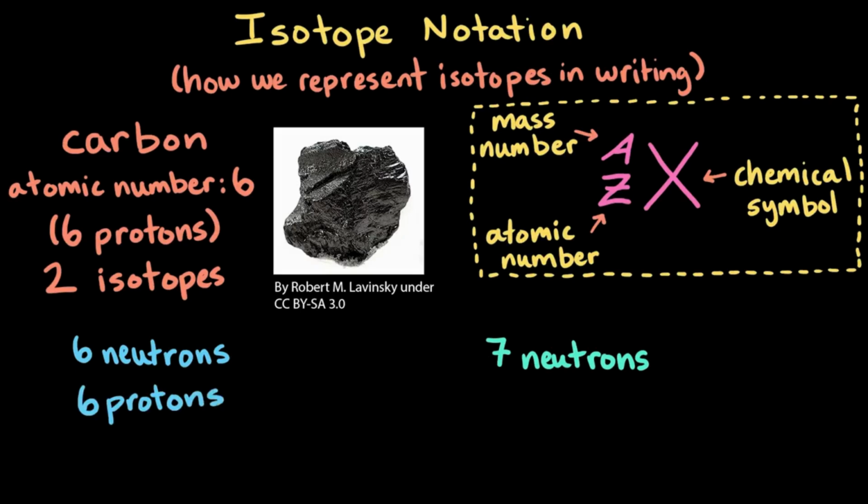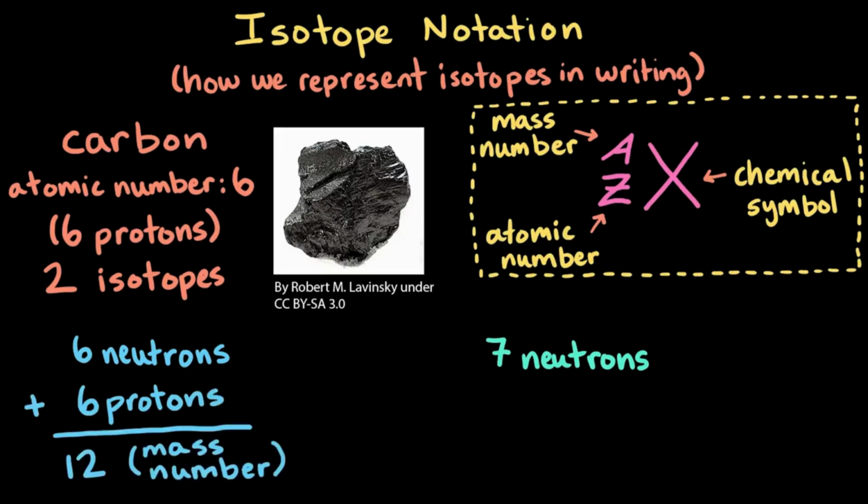With that information, we know that the mass number must be 12, which is the sum of the protons and neutrons. So, the notation for this isotope of carbon would look like this. We have the chemical symbol C with the mass number 12 written at its top left and the atomic number 6 written at its bottom left.